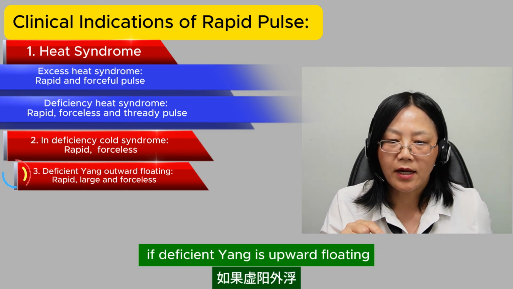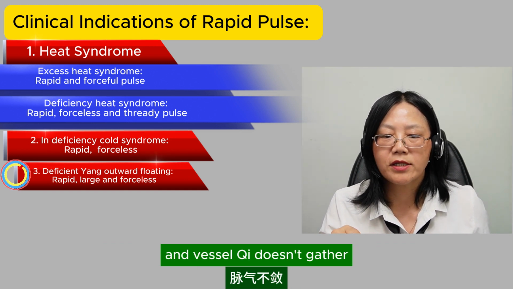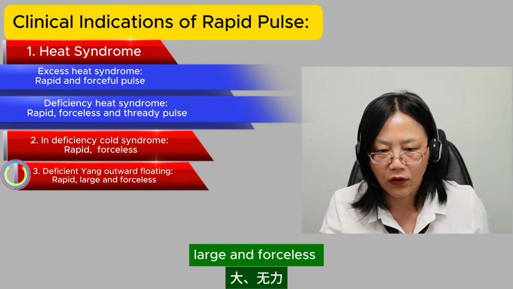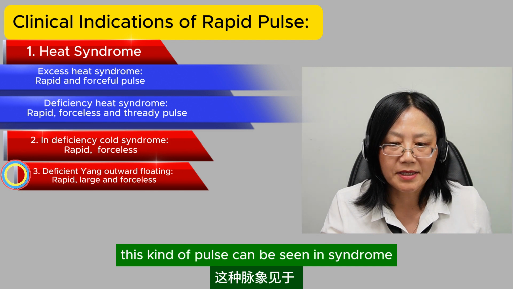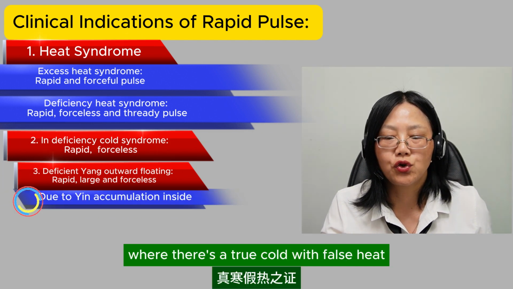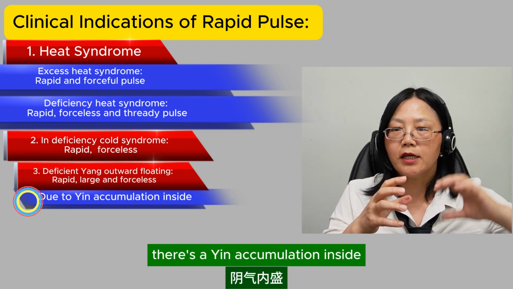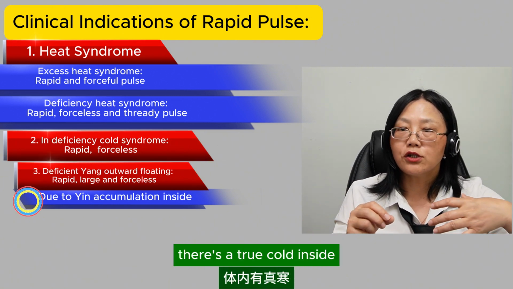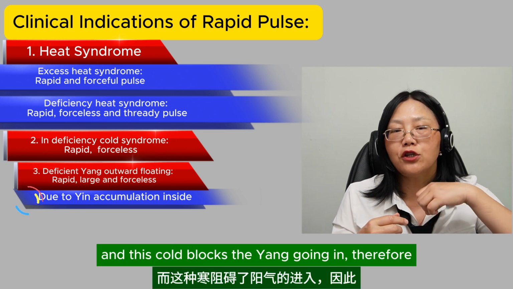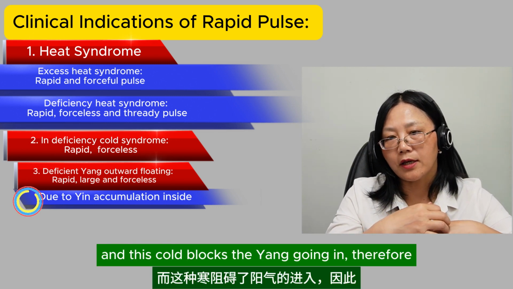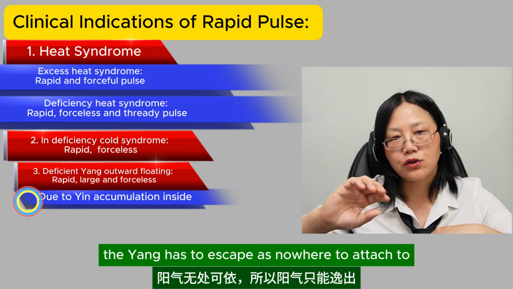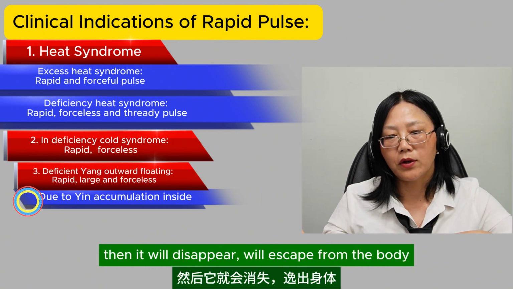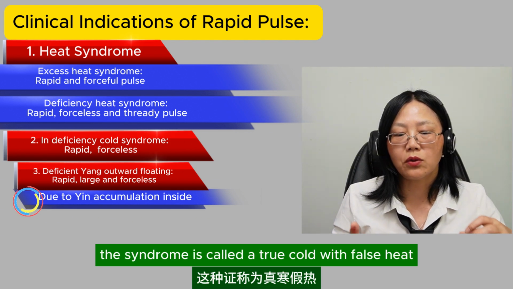If deficient yang is upward floating and the vessel qi doesn't gather, the pulse is rapid, large, and forceless. This kind of pulse can be seen in a syndrome where there's a true cold with false heat. There's a yin accumulation inside. Yin accumulation associated with cold. There's a true cold inside, and this cold blocks the yang going in. Therefore, the yang has to escape, has nowhere to attach to, then it will disappear, will escape from the body. The syndrome is called true cold with false heat.